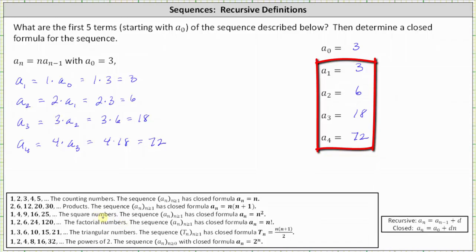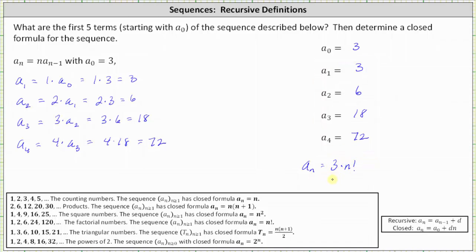So if we take a look at the factorial numbers given by a sub n equals n factorial, we have 1, 2, 6, 24, and so on. And notice 3 times 1 is 3, 3 times 2 is 6, 3 times 6 is 18, and 3 times 24 is 72. So let's try the closed formula a sub n equals 3 times n factorial. Now, I need to make sure that we check this because remember, our first term is a sub 0, and for the factorial numbers shown below, the first term is a sub 1. So let's go ahead and make sure this works.